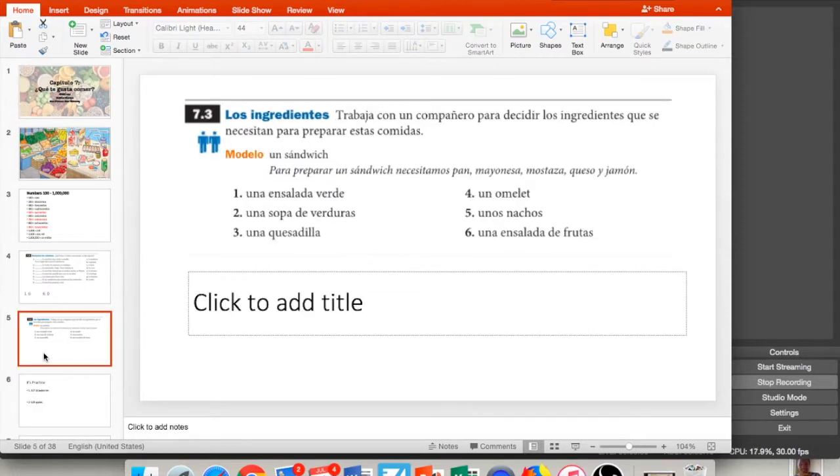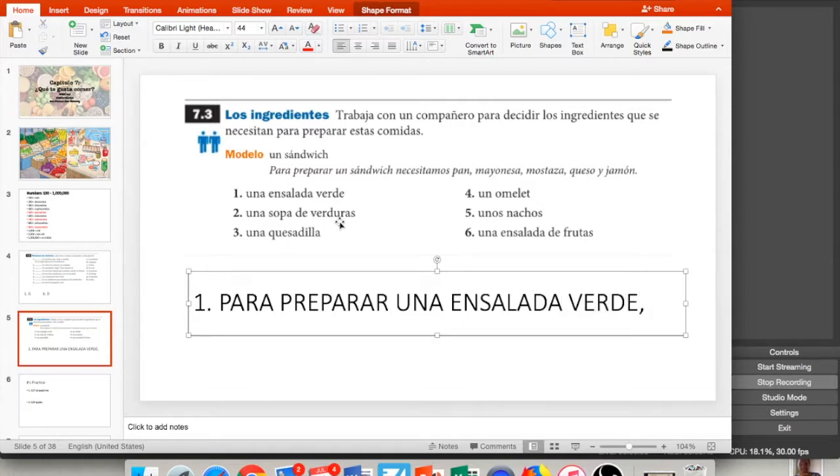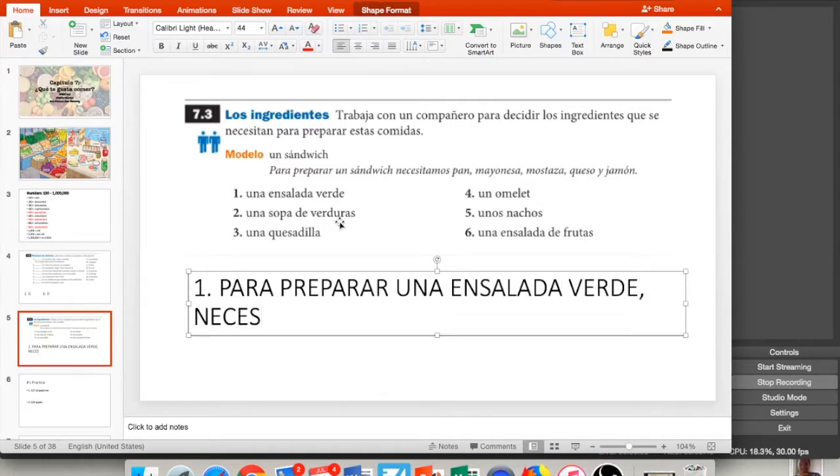You also might have an activity like this week where you have to tell me what is needed to prepare these certain items. Okay, so let's look here at number one. It says "una ensalada verde." So we're going to say in order to prepare a green salad, para preparar una ensalada verde, necesitamos, we need, and we obviously probably need lettuce.